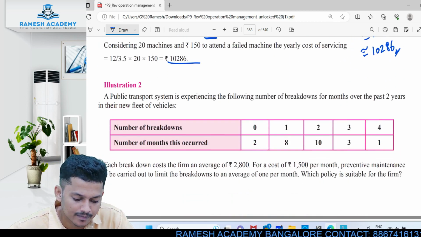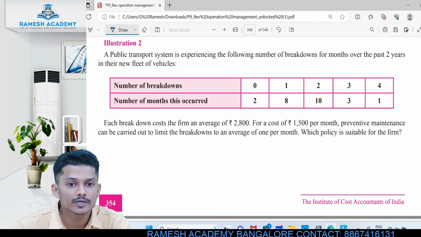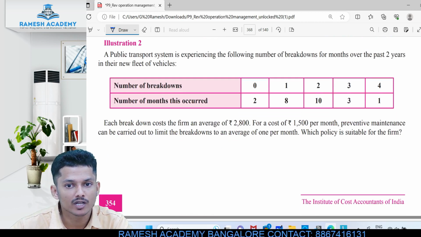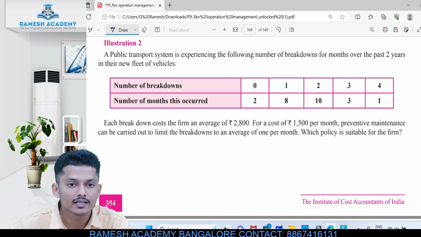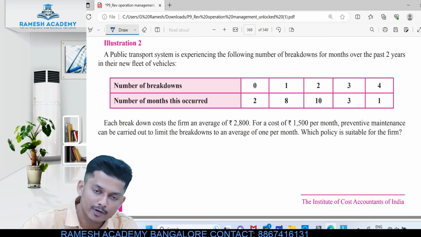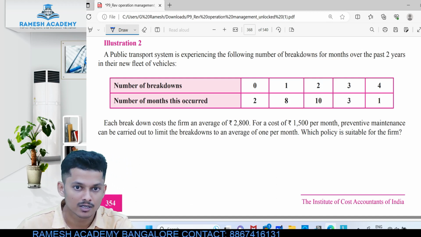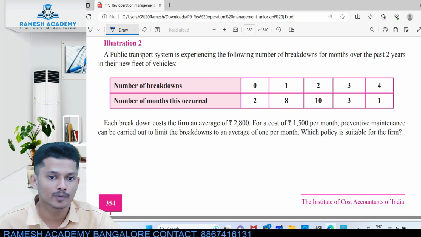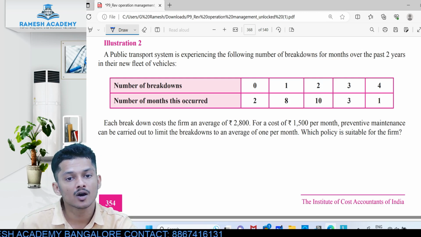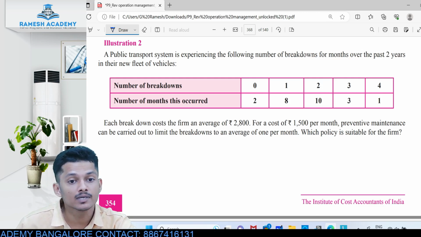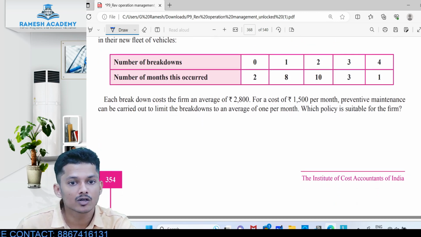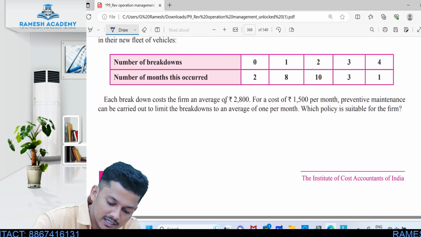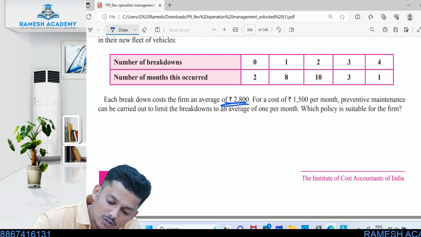Next, second question. A public transport system is experiencing the following number of breakdowns for the months over the past 2 years in their new fleet of vehicles. So number of breakdowns as well as number of months this occurred. In 2 months there are 0 breakdowns, and in 8 months only 1 breakdown. And in 10 months it occurred 2 breakdowns, in 3 months it occurred 3 breakdowns, and in 1 month only it occurred 4 breakdowns. Each breakdown costs an average of 2,800, and the cost is 1,000. This is a preventive maintenance cost.